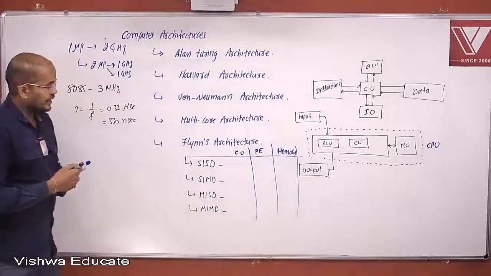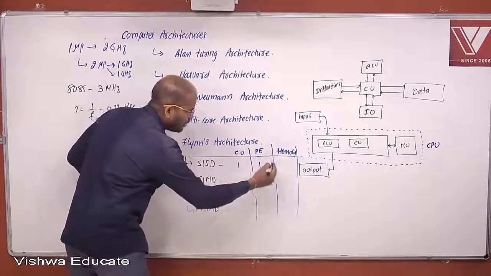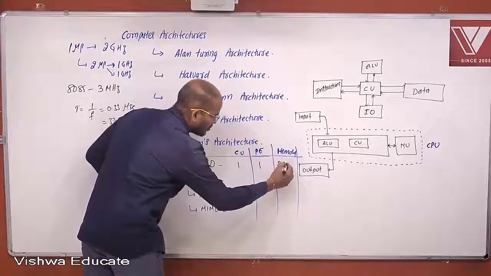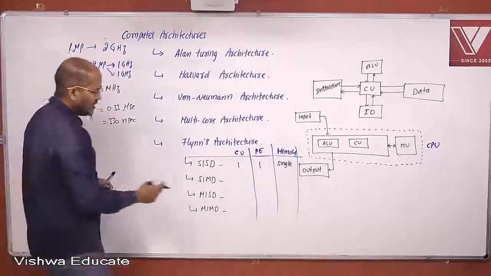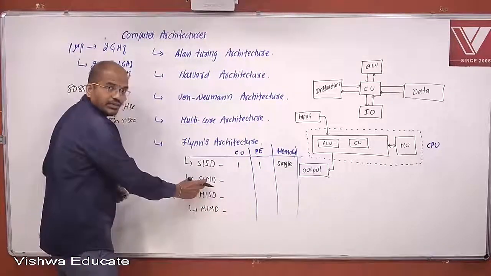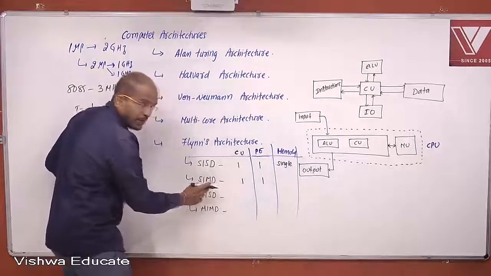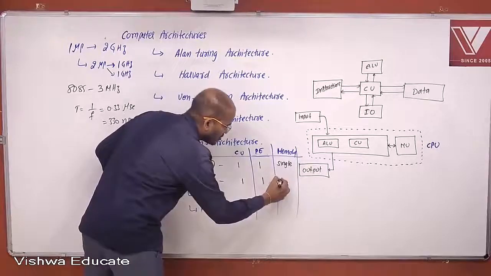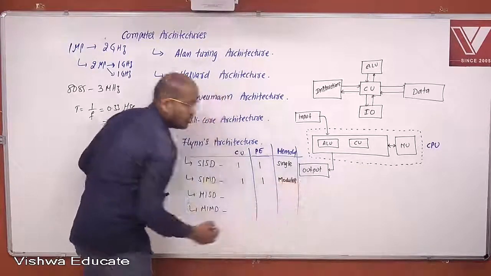Coming to SISD, we have one control unit, one processing element, and a single memory. If it is a single instruction, right? So one control unit, one processing element, but the data is multiple, right? So we got modules. Now data is arranged in modules here.